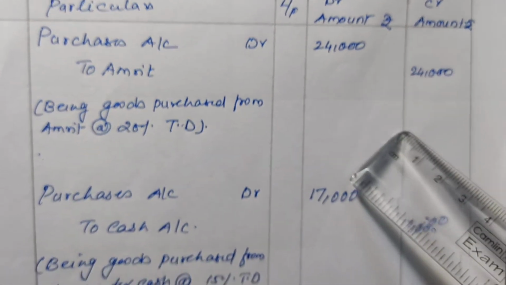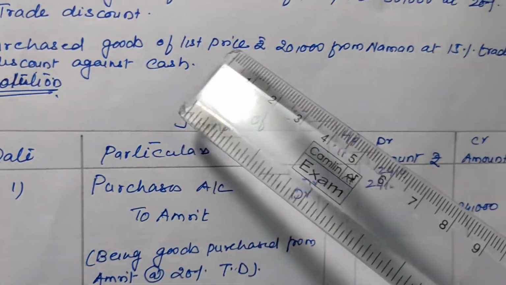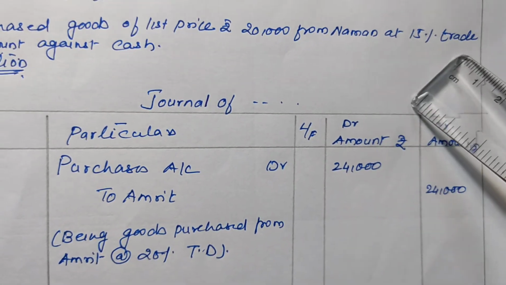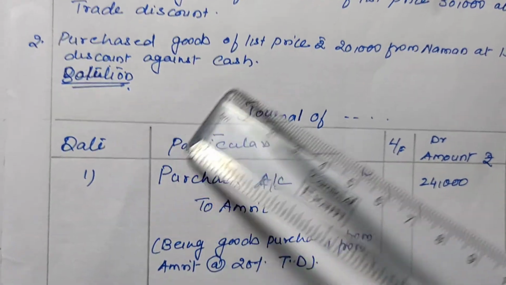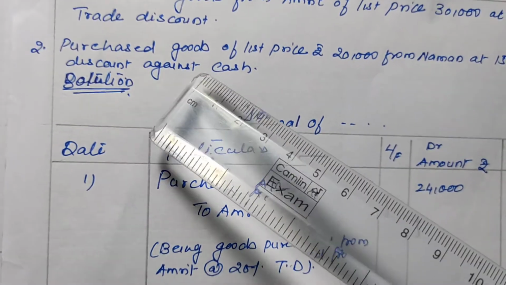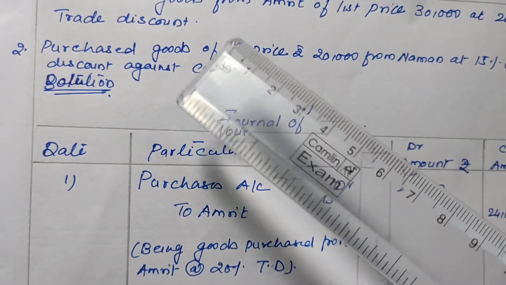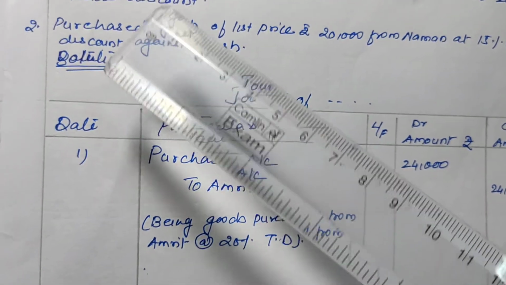in the journal entry. Next journal entry is purchase goods of list price 20,000 from Naman at 15% trade discount against cash. Here the word cash is given, that means we are purchasing the goods for cash. So our transaction is goods purchased for cash. So first we will do the journal entry of goods purchased for cash. What is our entry?